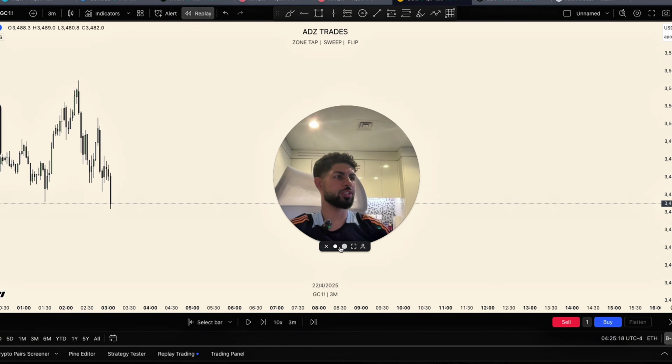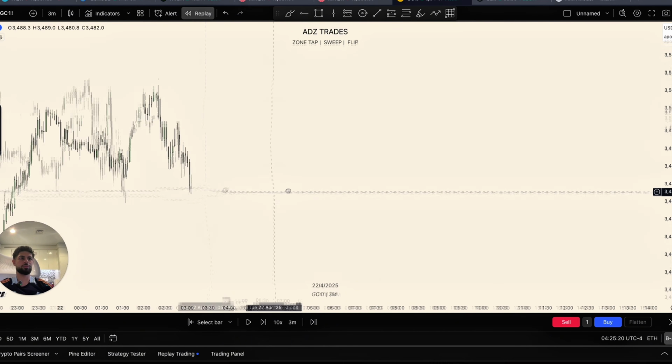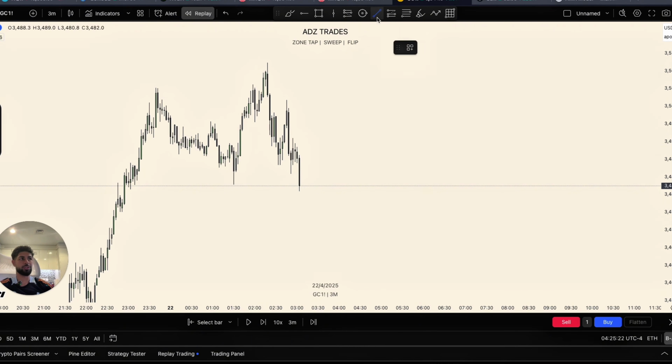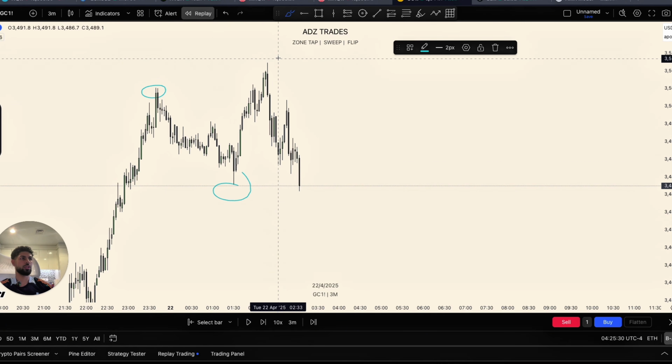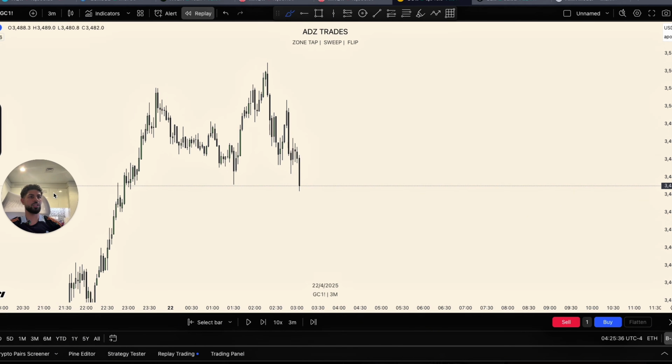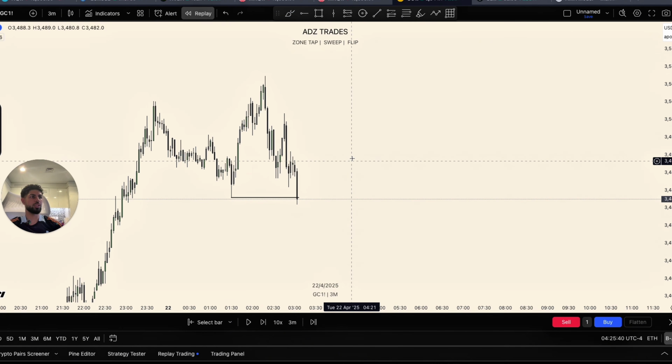You see, price always moves from structure, liquidity, supply and demand. So, of course, we start with the structure. You can see we have high, low, higher high, lower low. What does that mean? That means that this shift here has shifted price from an uptrend into a downtrend.